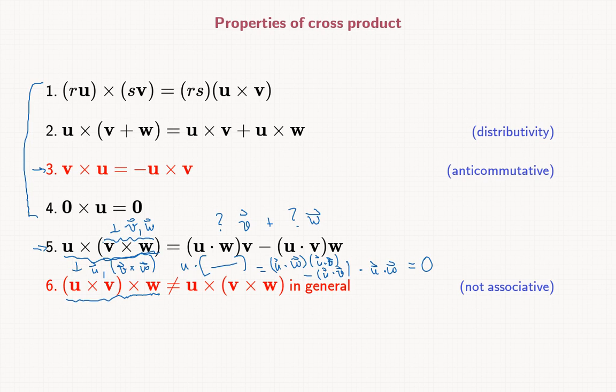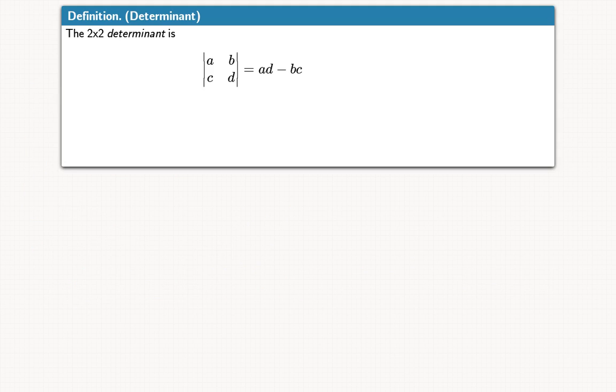Okay, so now for the actual formula. So first, I actually have to tell you a new notation. The determinant of a 2x2 array of numbers like this is defined to be AD minus BC. So we multiply along the diagonals and then subtract.